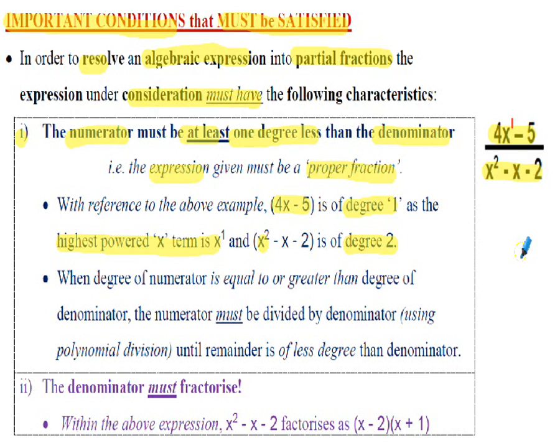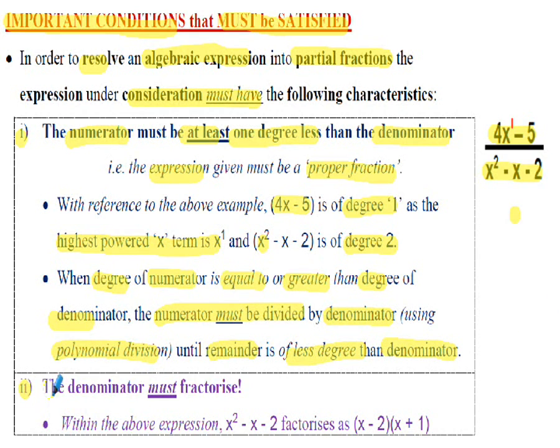In other words, the top line has an x to the power 1, but the bottom line has an x to the power 2. And that's fine. That's what we're looking for. But if the degree of the numerator is equal to or greater than the degree of the denominator, then the numerator must be divided by the denominator, often using polynomial division, until the remainder is of less degree than the denominator.